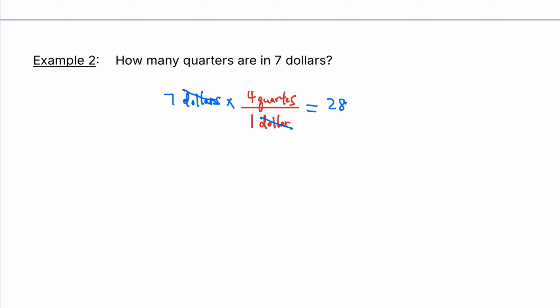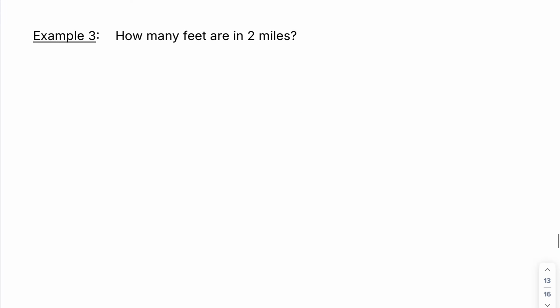Okay, I think I misspelled that. Let's go ahead and fix it. Quarters. All right, so we have 28 quarters. Quarters don't get canceled out, and so this is our answer. There are 28 quarters in $7. All right, hopefully this is starting to make sense, and it should be fairly straightforward. Let's take a look at example 3.